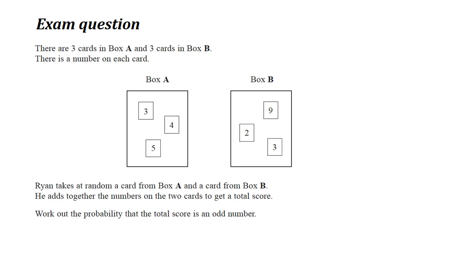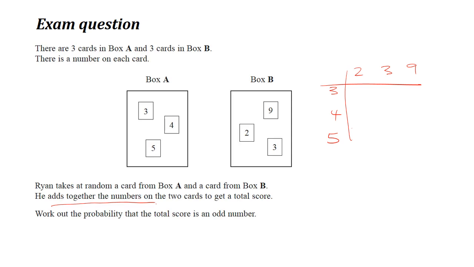Pause the video, read it carefully, underline the keywords, have a go. So we've got 3 numbers in box A, 3 numbers in box B. He takes cards from box A, box B, and he adds the numbers together. So what's missing is the scores that he could get. So it's going to be worth listing all of those, and the table that we saw in a previous question will be helpful for this.